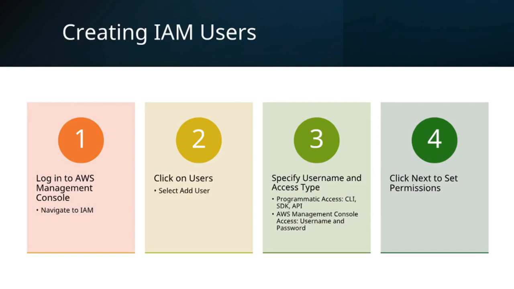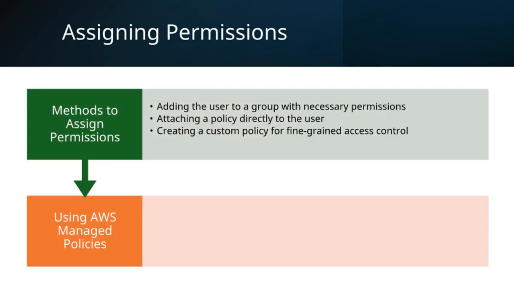To create a new IAM user, log into the AWS Management Console and navigate to IAM. Click on Users and select Add User. Specify a username and choose the type of access required. Click Next to set permissions. You can assign permissions by adding users to groups, attaching policies directly, or creating custom policies. AWS provides managed policies for common use cases, such as Amazon S3 read-only access for viewing S3 objects.